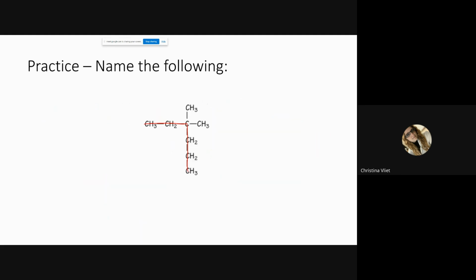You have to check on all sides how long your continuous carbon chain could be. I'll show you a couple things after this, but let's name this one. Now that you know that this is the longest continuous carbon chain, how many carbons in a row are here? 6 carbons, which means it's hexane.